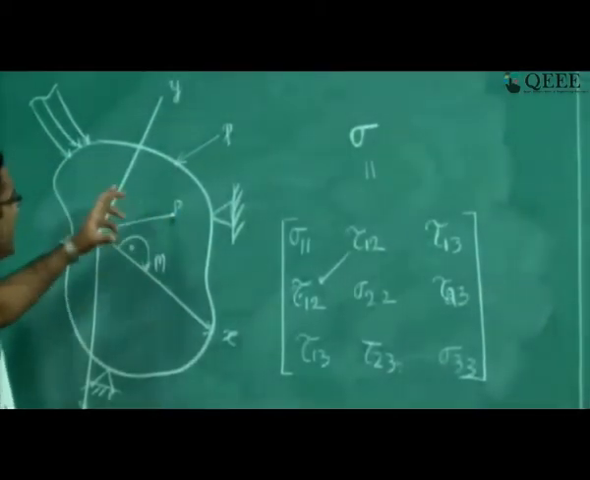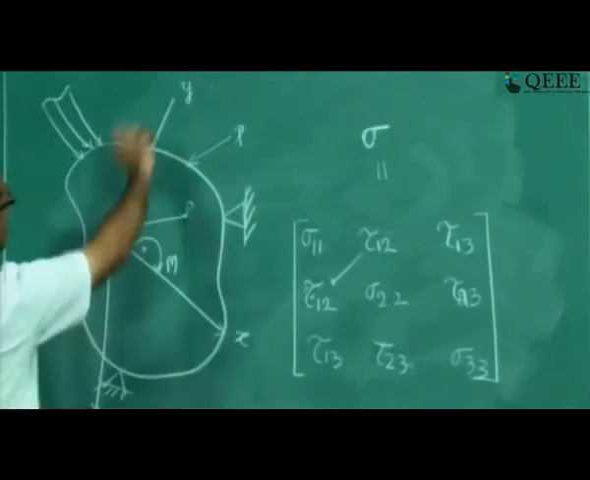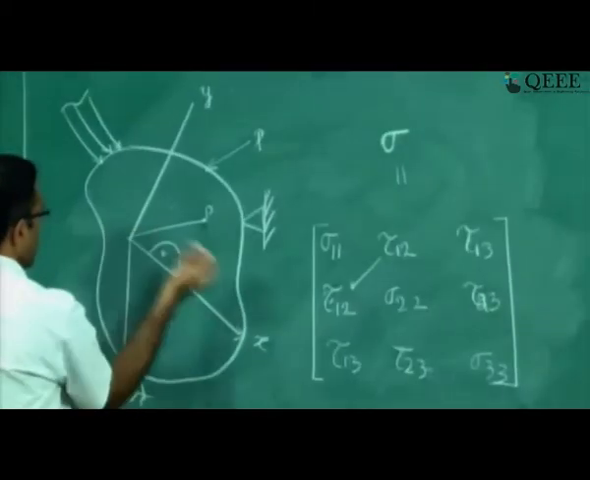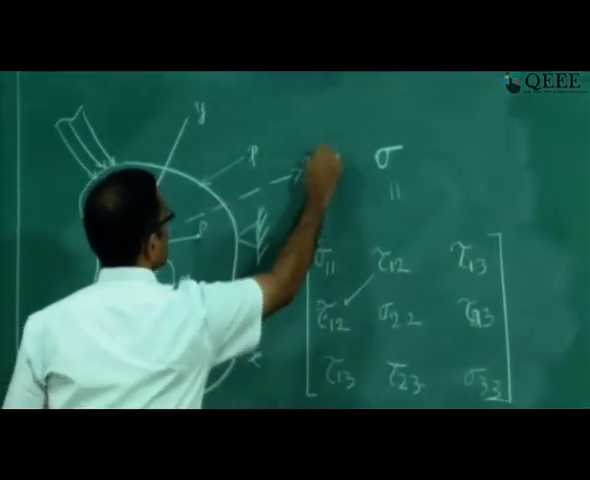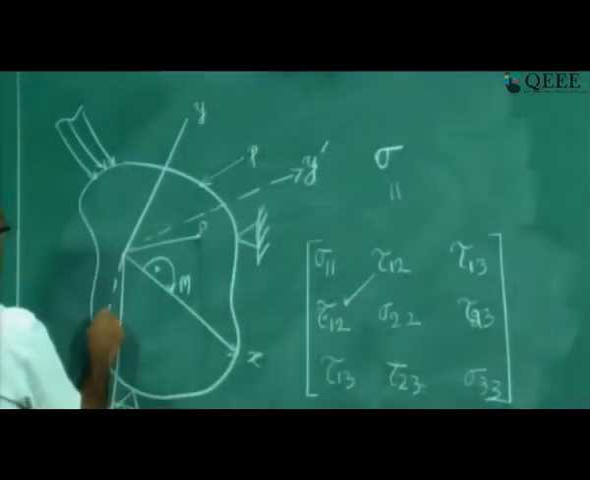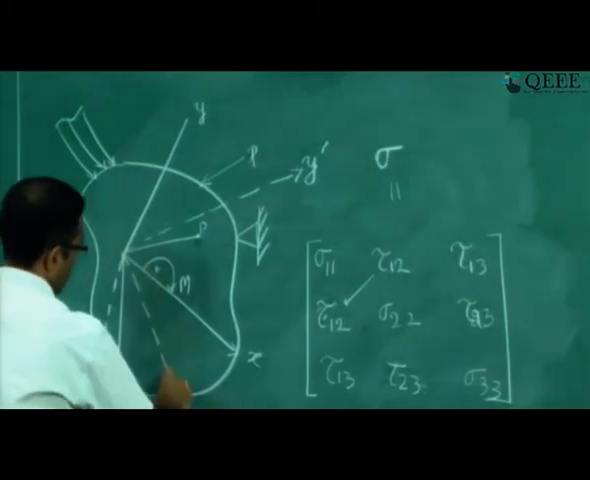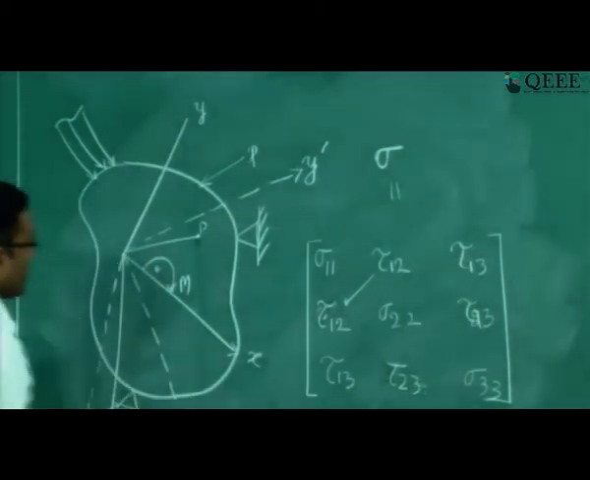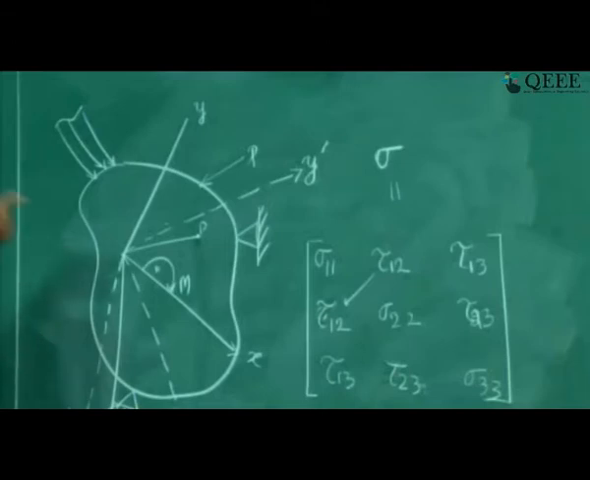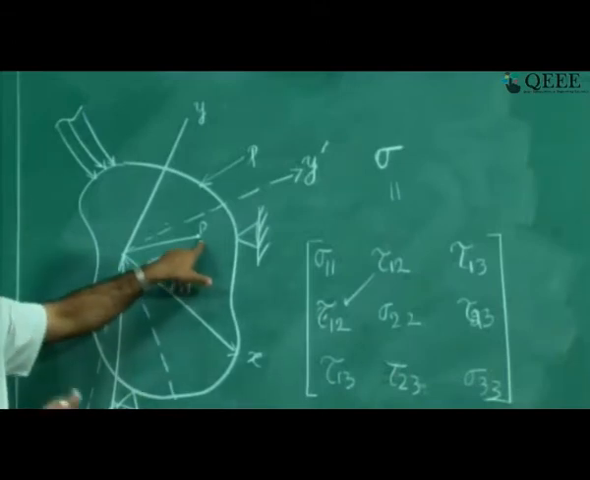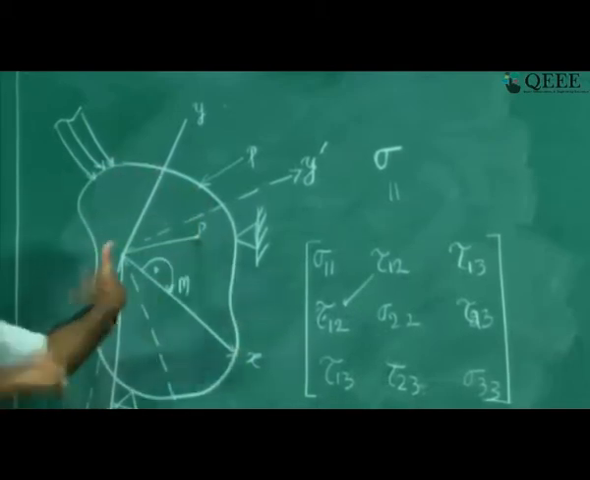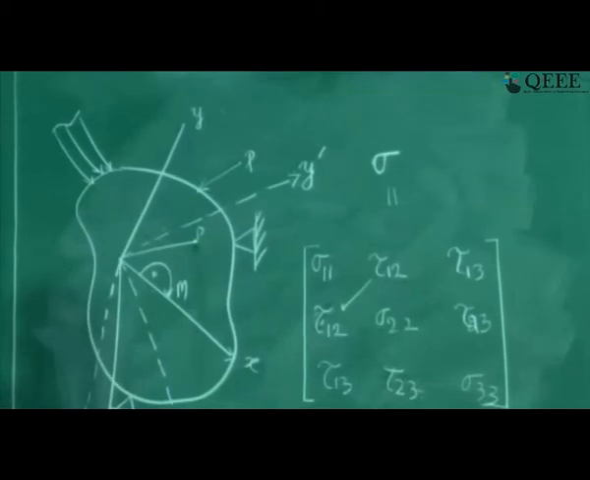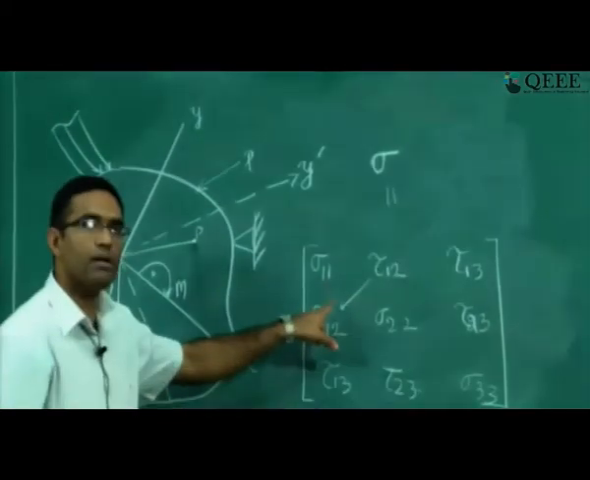Okay, now I can take any other coordinate system. So let me rotate this coordinate system arbitrarily and I get something else. Say for example, this dashed line becomes my y dash, this is my z dash, this is my x dash. Now I have rotated the coordinate system, but still the loading that is there on the body, the boundary conditions are all fixed. I have just changed the coordinate system. Okay, what will happen?